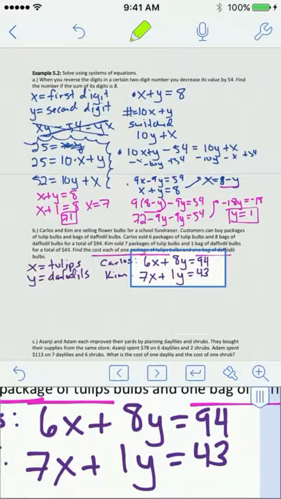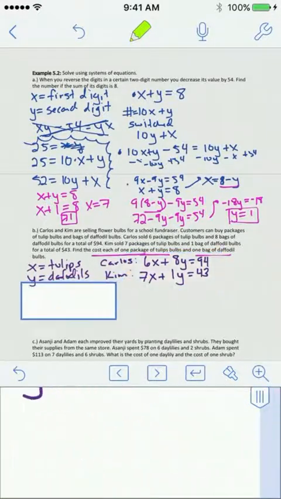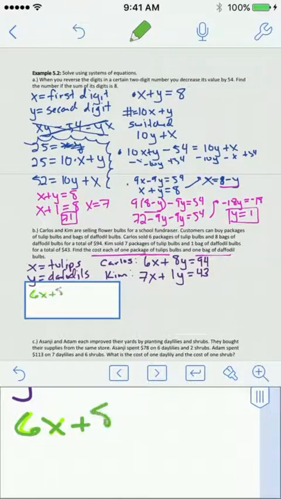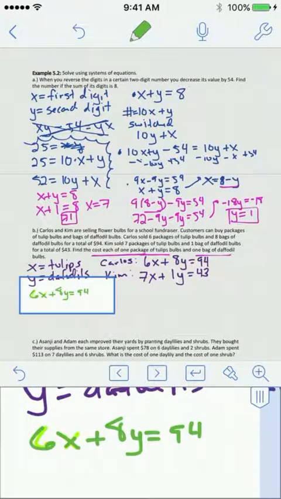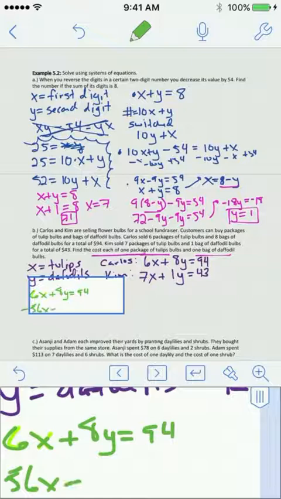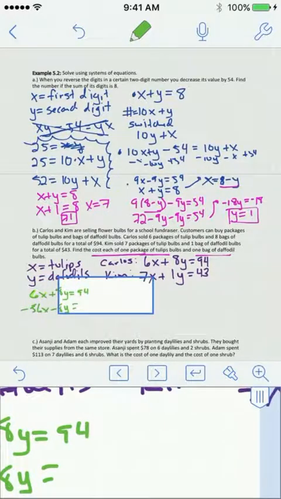I think in order to get these 2 y's to cancel, I'm going to multiply that second one by 8. So my system right now, 6x, my goodness, I'm not going to use that color because it's hideous. 6x plus 8y equals 94. And then I'll multiply this second equation by a negative 8. So negative 8 times 7 would be a negative 56x, minus 8y is equal to negative 344. And remember I told you sometimes these get pretty big.